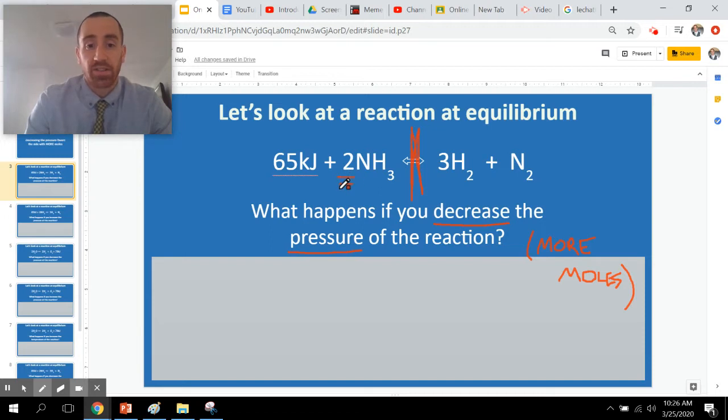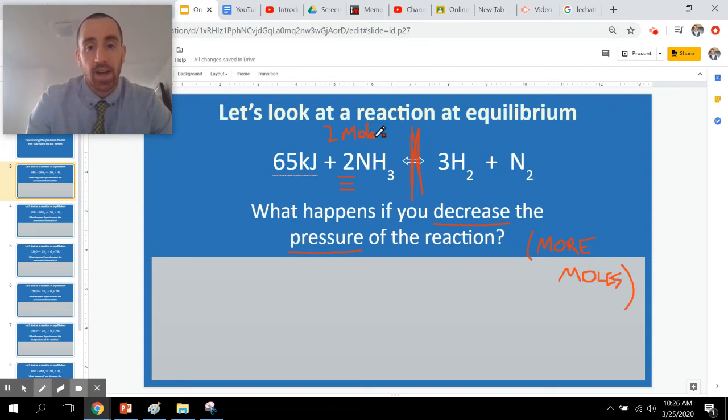The heat doesn't count for this. The heat is just a value of energy. When I'm talking about moles, we're talking about how much matter we have. So in this case, I have 2 moles on the left. So we got 2 moles on the left side.